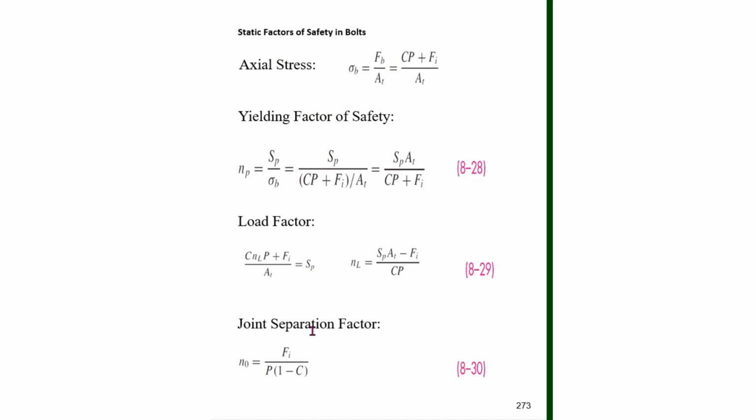Then we have the joint separation factor, which is n_0, given by Fi over P times (1 minus C). So I won't expect you to memorize these expressions, but you certainly need to know which one we are talking about when we use them in equations. For example, if I asked you to compute the joint separation factor, you would need to look up this equation and compute this quantity.